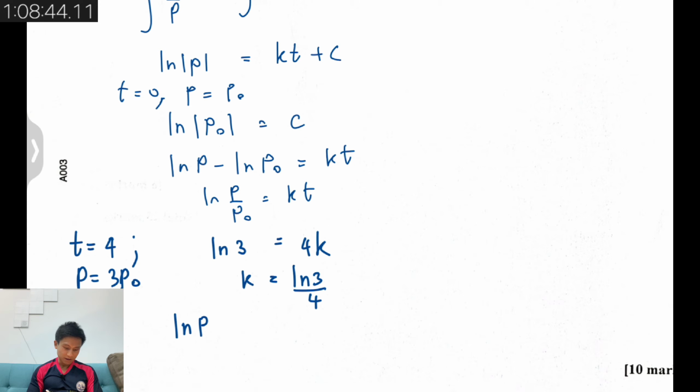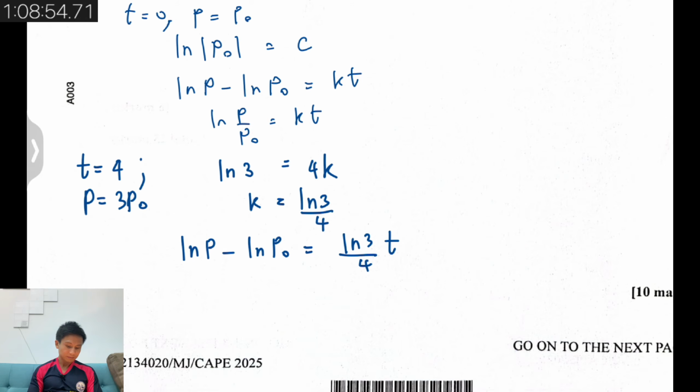So what do we have if we put everything together? Ln P over P naught equals ln 3 all divided by 4, times t. Well, we can simplify the equation here. This is, again, P over P naught. I forgot to write that. So let me write that again.